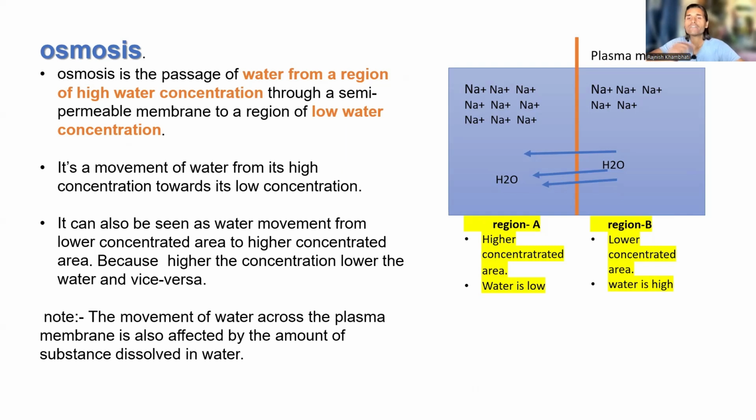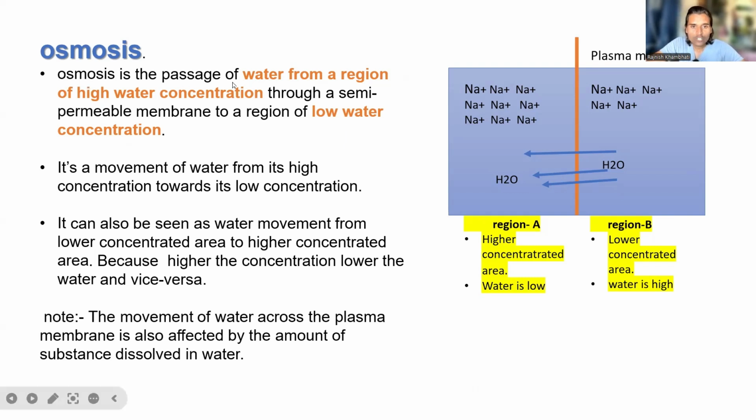Diffusion means Na plus moving from its higher concentration to its lower concentration. When any molecule moves from higher to lower concentration, it's diffusion. But when molecules can't cross the membrane because the membrane is present in between, water will move. Water will also move according to the same concentration gradient, from higher water to lower water. So see, again, we are reading.